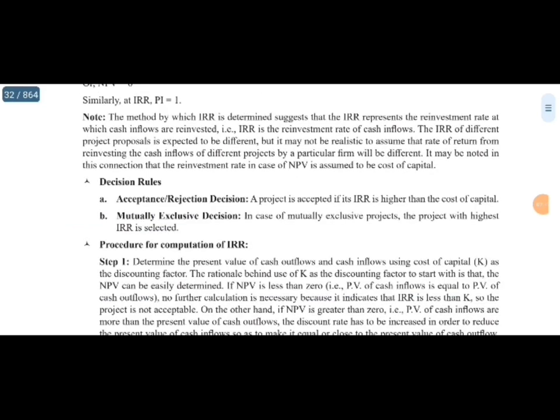IRR represents the reinvestment rate at which cash inflows are reinvested. And in this method, we assume that the rate of return from reinvesting the cash inflows of different projects by a particular firm will be different.